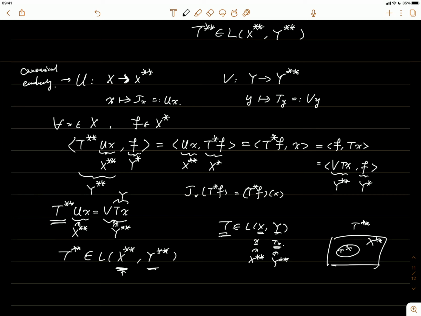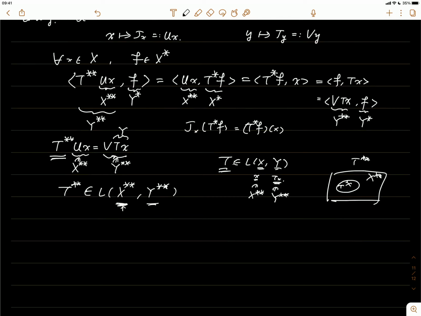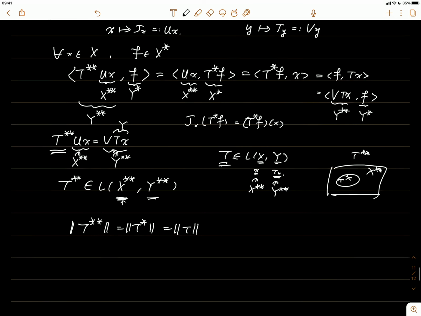Okay, and also we know that this norm is kept because T double star has the same norm as the adjoint operator of T, but this is also equal to the norm of T. Okay, so the norm is kept.